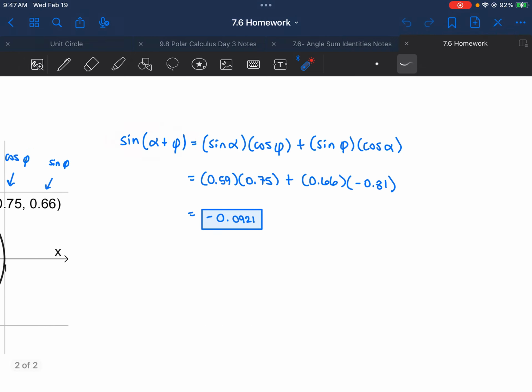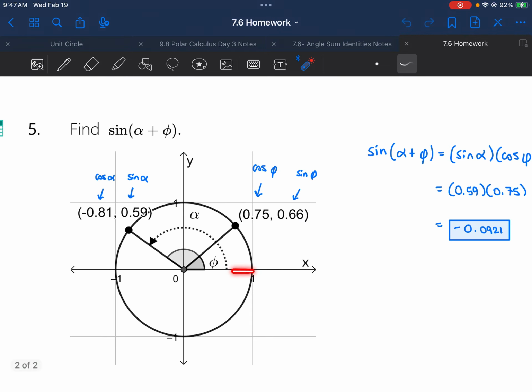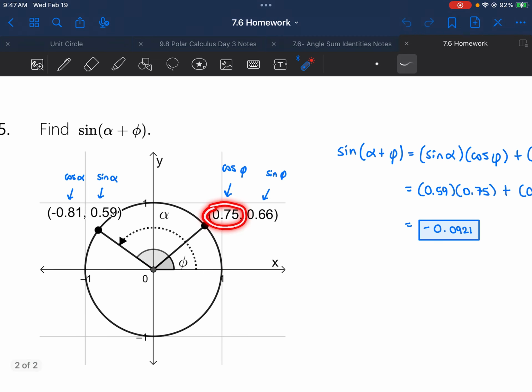So sine of alpha plus phi, we just use our addition formula. Sine of alpha times cosine of phi plus sine of phi times cosine of alpha. Notice that we have these values. Notice that this is a unit circle. The radius is 1. That means this 0.75, notice that this is angle phi.